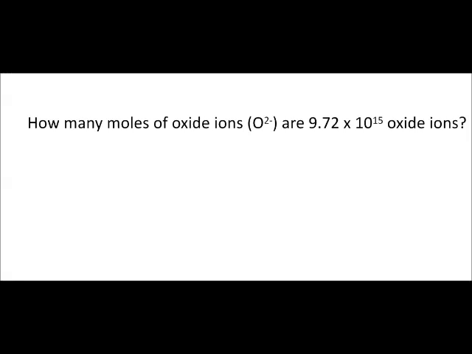In this question, we're asked how many moles we have if we have a certain number of oxide ions. So again, we'll start by putting all of our information on our sheet. We put the number of oxide ions we have here, so we write that out. And then, as usual, when we're talking about moles and ions or moles and atoms, we need Avogadro's number.